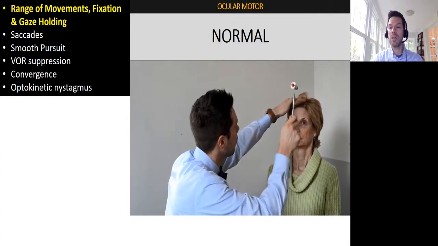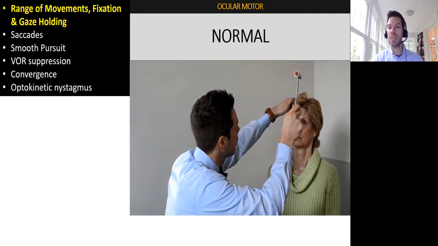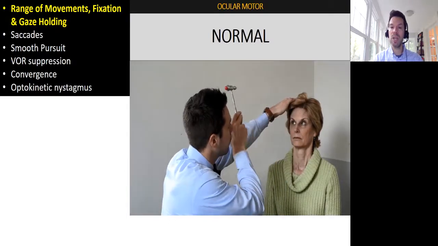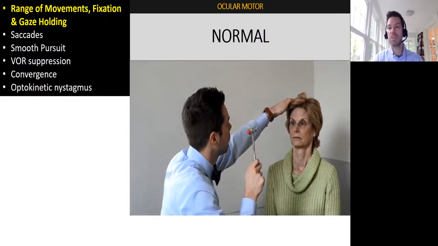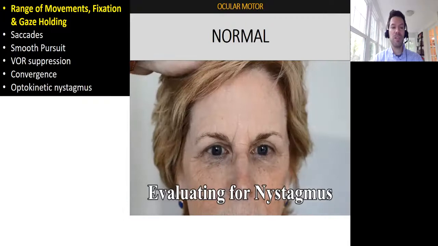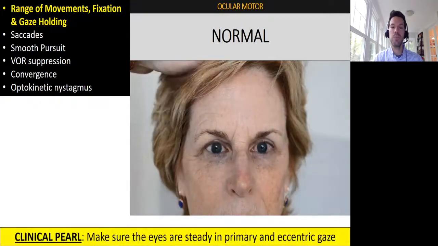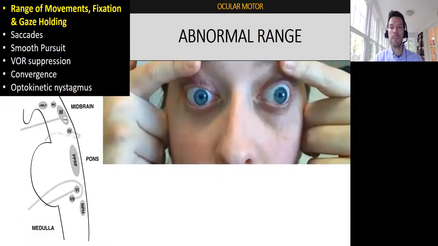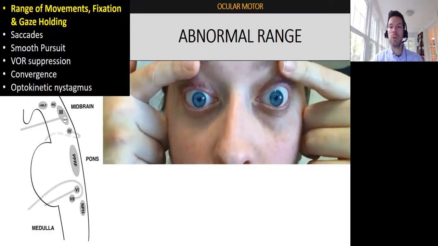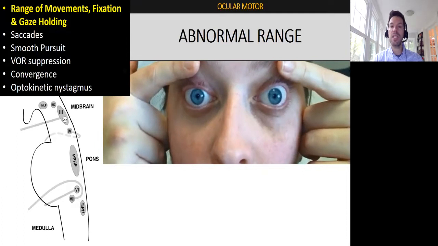So have the patient look all the way up and to the left, as I'm doing right now, and up and to the right, and up and down and left. Are the eyes jiggling? Is there any gaze evoked nystagmus? This patient has an abnormal range. A couple of clues as to the etiology here.